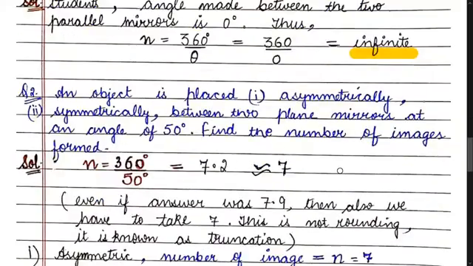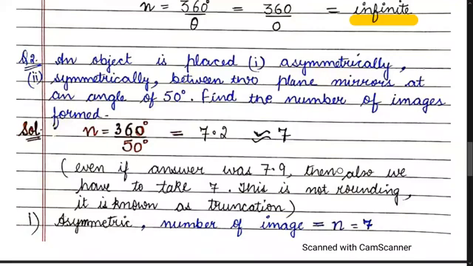Now question number 2: an object is placed asymmetrically and symmetrically. There are two cases in the question: the object is placed first asymmetrically, second symmetrically, between two plane mirrors at an angle of 50 degrees. Then find the number of images formed.